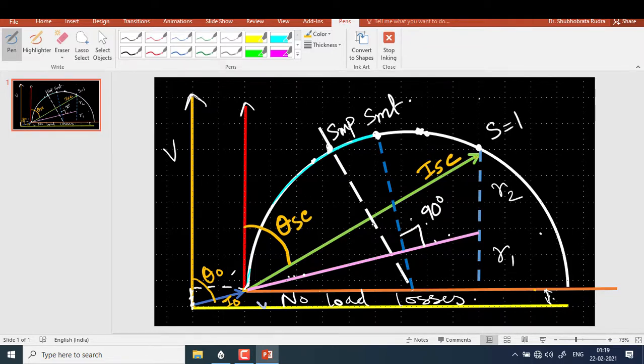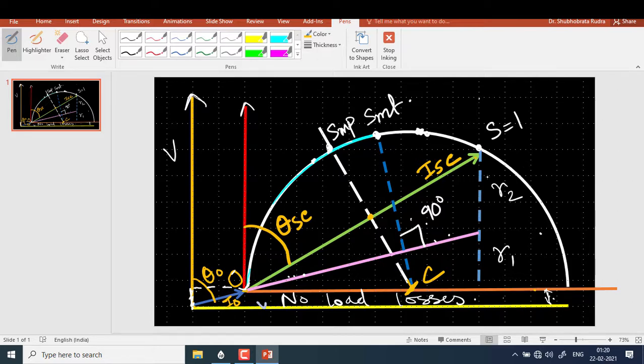Now on that ISC you draw a perpendicular bisector shown by this white dashed line. Now that perpendicular bisector cuts this line at point say C. Now you take this length C to here, say it is point O. This OC gives you the radius of your power circle. Then you draw this complete circle.